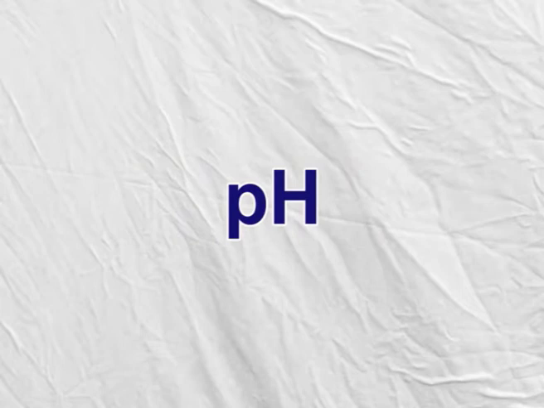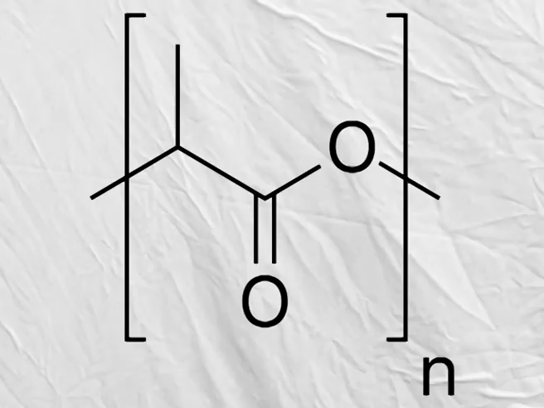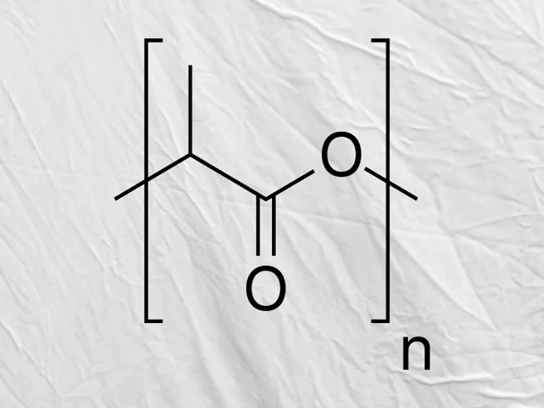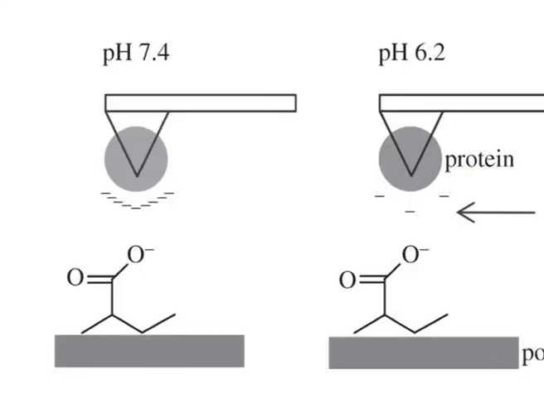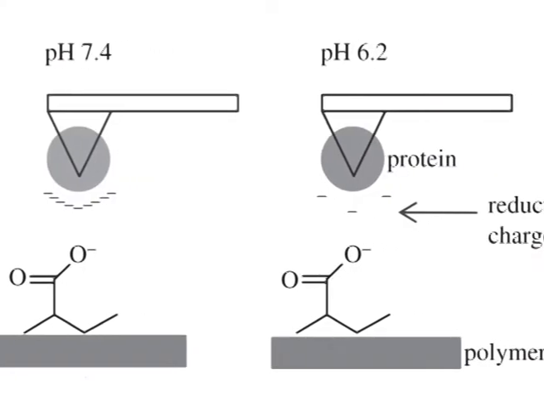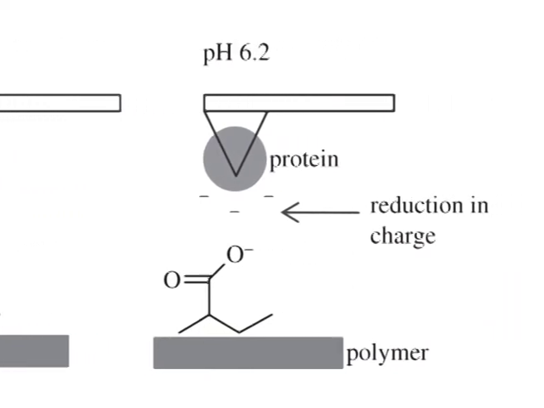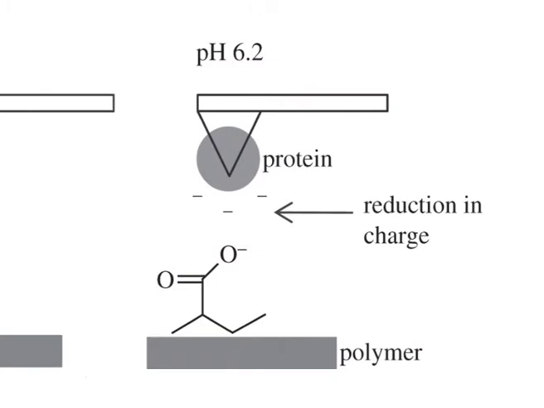So, first factor is pH. pH influences the charge on the surface of both mucus and the polymer. For example, mucoadhesion of a polymer such as polyacrylic acid is favored when the majority of the carboxylate groups are in unionized form, which occurs at pH below the pKa value.